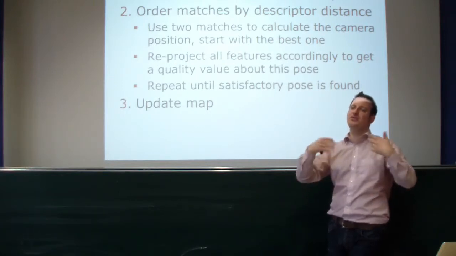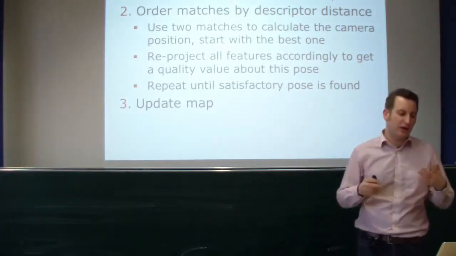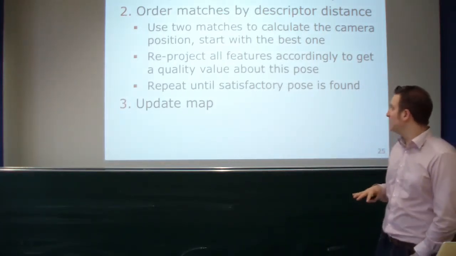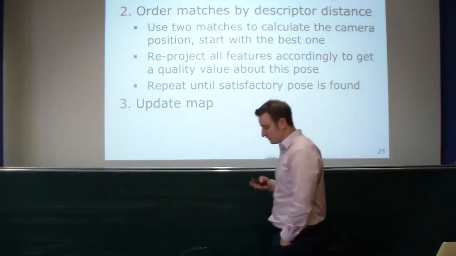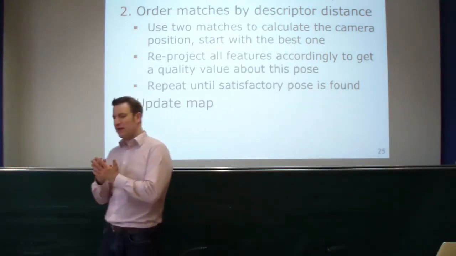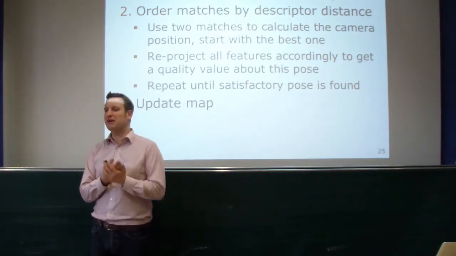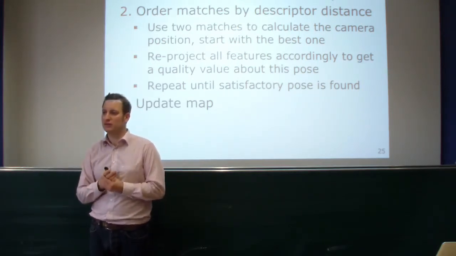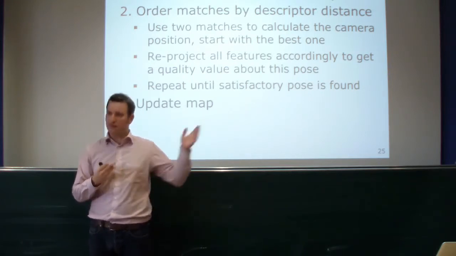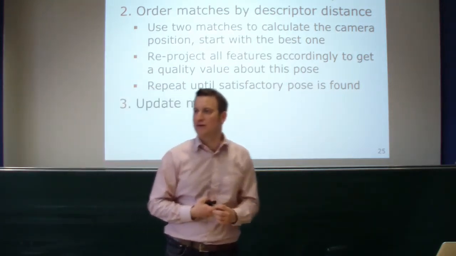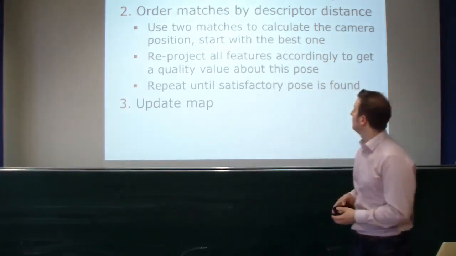This kind of iterative procedure, which you can actually use to quite robustly align images until you find a transformation which gives you very small reprojection error of the features. Is this just part 2, so just RANSAC? This is RANSAC, yeah, the way of doing RANSAC, exactly. But starting with the best.